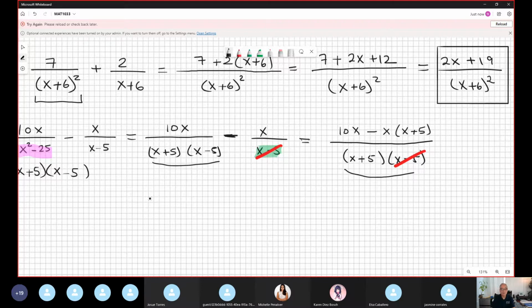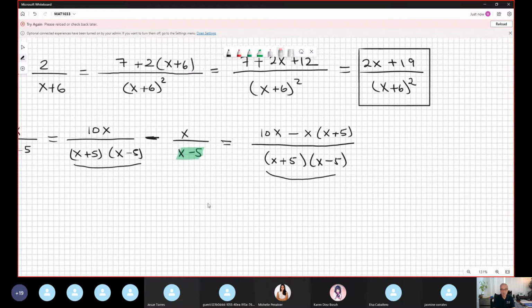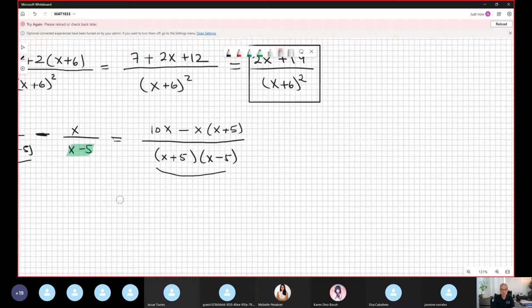Okay. No problem. I understand. Therefore, the rest is easy. It's just the distributive property. Okay, I copy the same denominator, which is x plus 5 times x minus 5. And the top, we have 10x minus x squared minus 5x.